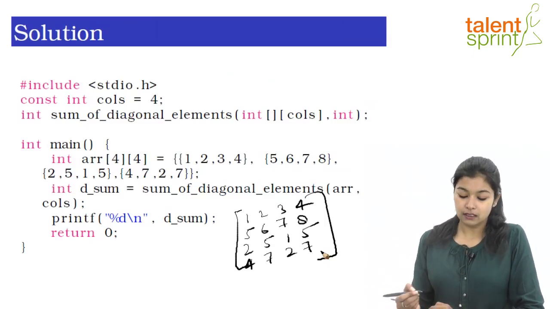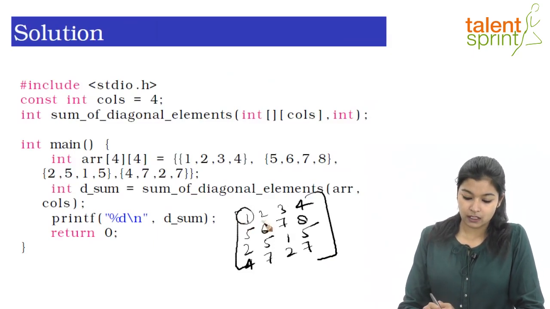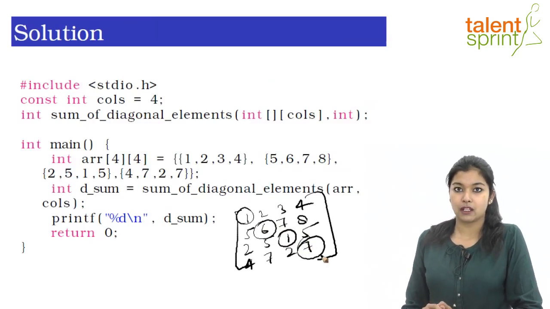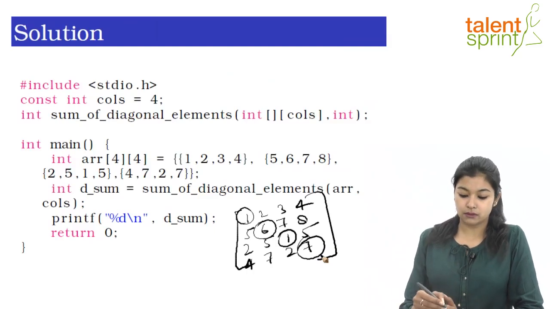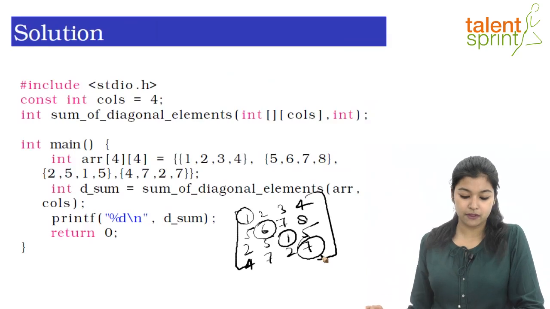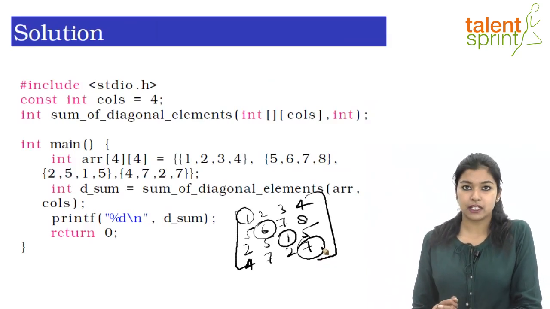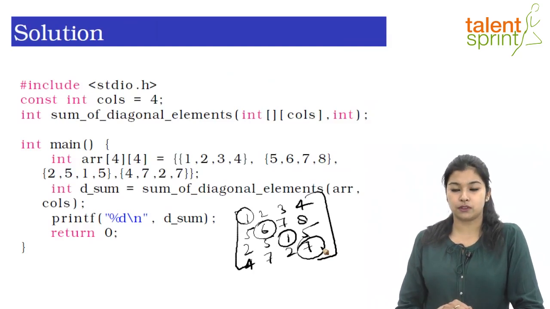So at the end, the sum would be i and j 0, i and j 1, i and j 2 and i and j 3. Our function will do the sum of all these elements and return you the output here, which we have finally printed. So you saw how easy the implementation of this matrix question was.